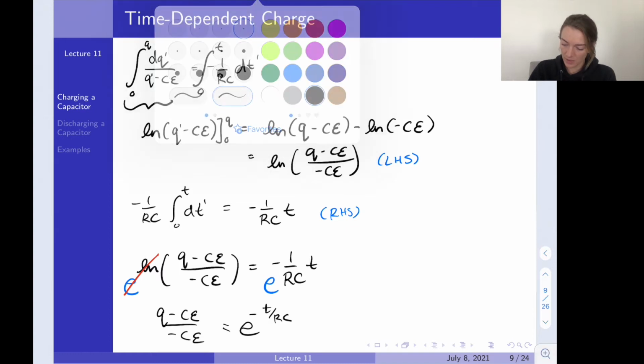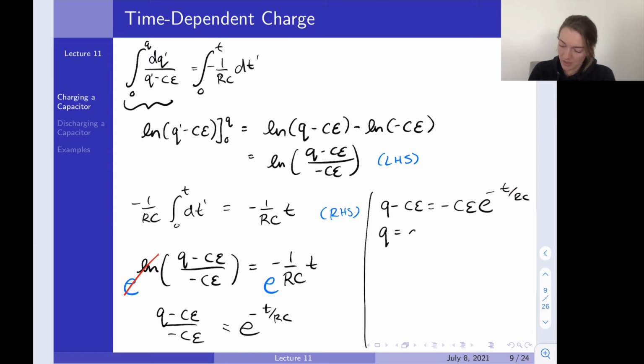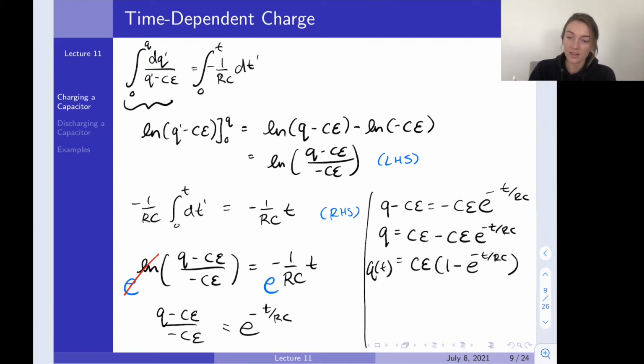We just have to get Q by itself. So I'll do that over here. I'm going to multiply to get this over to this side. So I have Q minus CE is equal to negative CE times e to the negative t over RC. And then I'm going to move this negative CE over to this side. So I get Q is equal to positive CE minus CE e to the negative t over RC. Then I can rewrite it so it's a little bit cleaner by factoring out the CE. So I just have 1 minus e to the negative t over RC. And this is my equation for Q now.